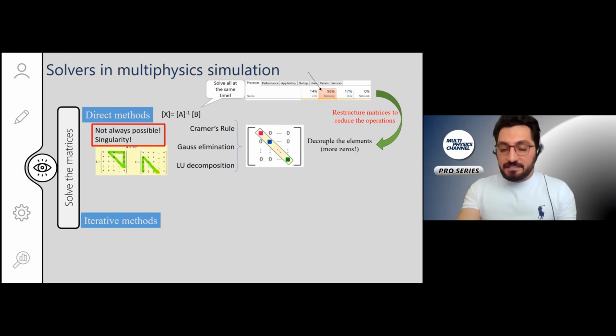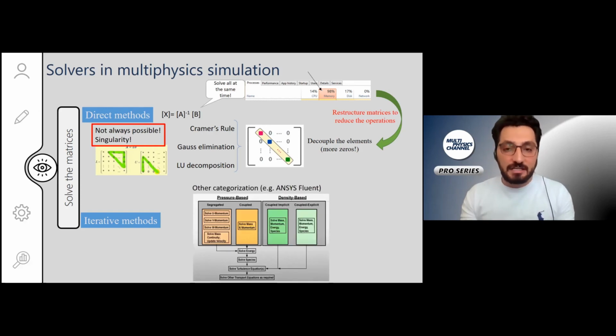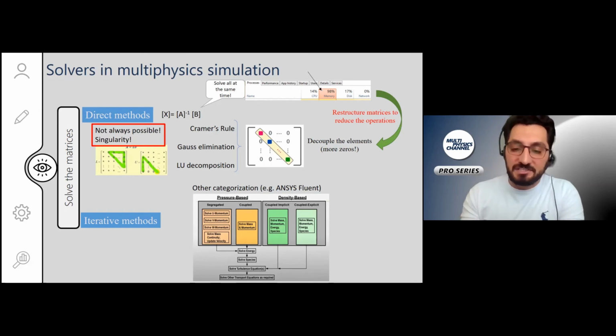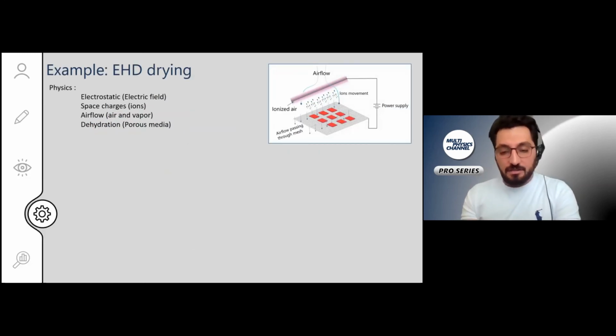That was how I categorized, and mostly people categorize the iterative methods, but there are also other categorizations. For example, in ANSYS Fluent, they categorize them based on pressure-based and density-based solvers, which is based on the flow regime. For example, for incompressible flow, we use pressure-based, and for compressible, we use density-based. But if you look inside this pressure-based and density-based, you can still see they divided them based on segregated and coupled. So I think segregated and coupled is the best way to categorize that.